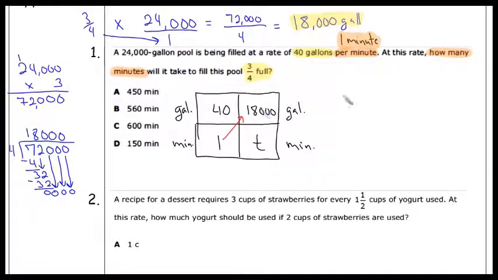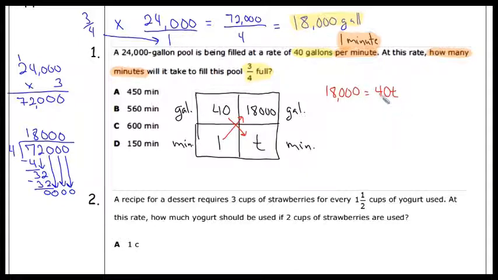So 18,000 times 1 is just going to give me 18,000. Any number times 1 is itself, the same number. So now I'm going to do the other cross product, 40 times t. And if you remember what I told you a little bit ago, when you multiply a number times a letter, you just get the same number and the same letter. That means they're multiplied. So now I need to get rid of this 40.